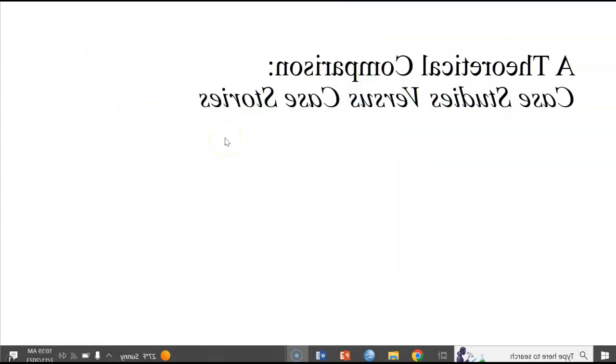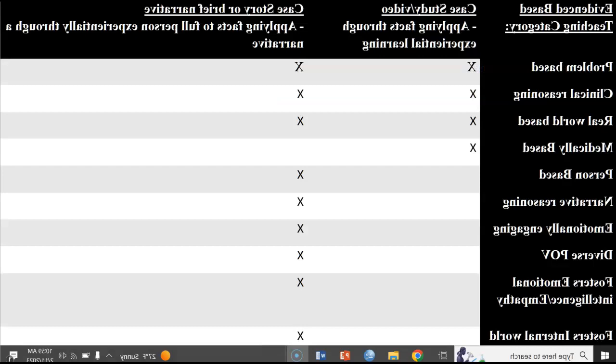Here's a theoretical comparison based on a lot of research and material on case studies versus these stories or narratives. It goes through the check boxes: the case studies, the videos. The case videos are very similar to the case studies. They're very popular now, a very effective tool. I use them. We use them in our program. Great tool. But they obviously have limitations in terms of how deep they can go in understanding and impact on students' learning. They're not really person-based or narrative-based, emotionally engaging, with diverse points of view.